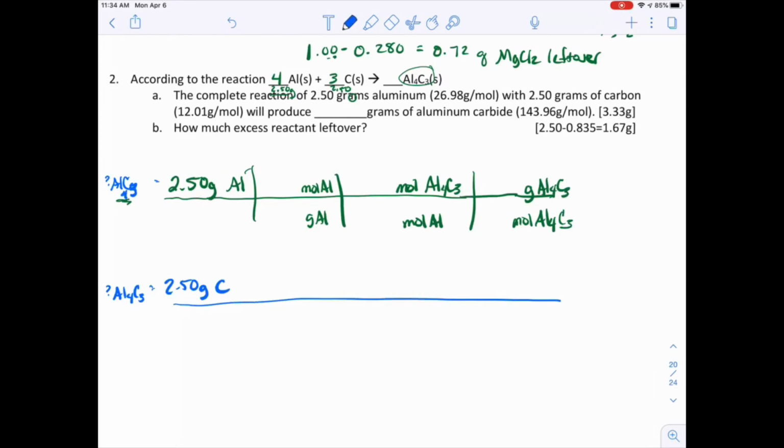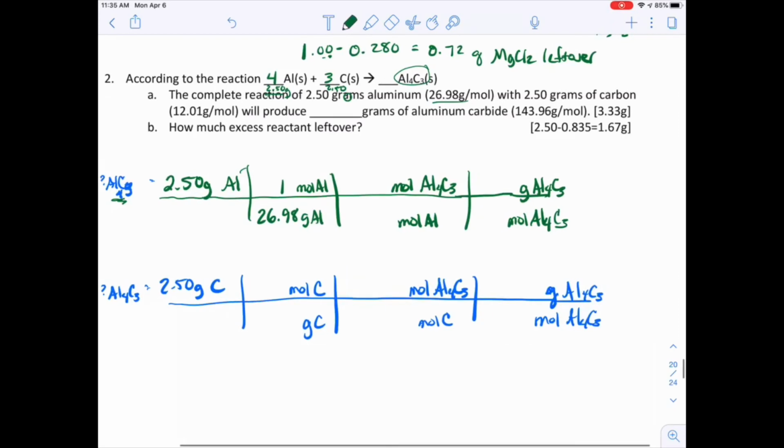Then for the carbon, go from carbon grams to moles of carbon, and then we're going to go moles of carbon into moles of aluminum carbide, and then moles of aluminum carbide into grams of aluminum carbide. So we're just filling in the numbers using that molar mass. It's in the problem, or you could get it off the chart. This is from the reaction. Look at the coefficients. So it's 4 to 1. Make sure you get them in the right spots. Hate to get it wrong if you put them in the wrong spots. And then molar mass, 1 to 143.96.